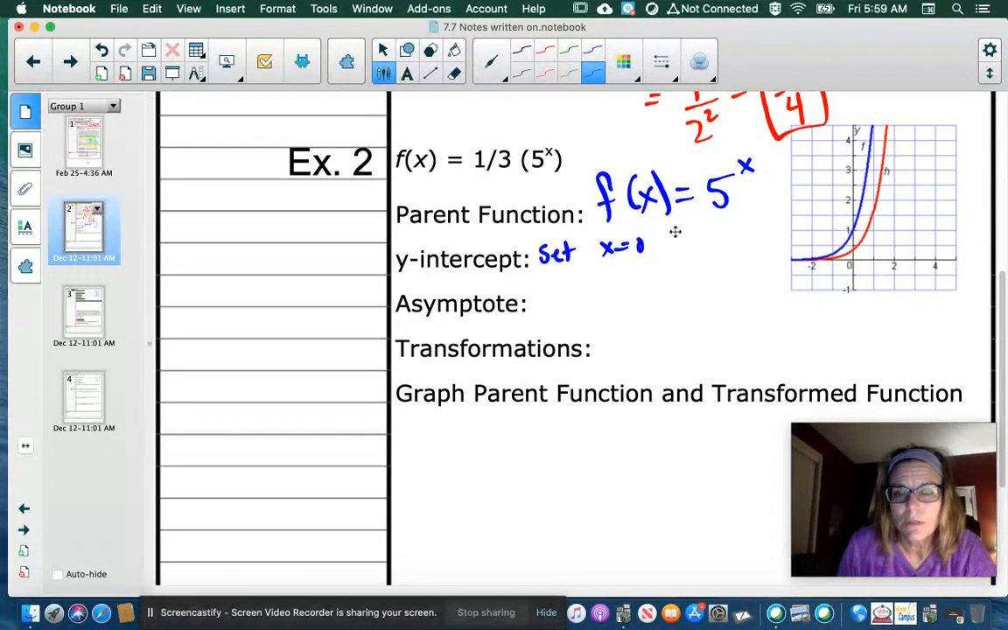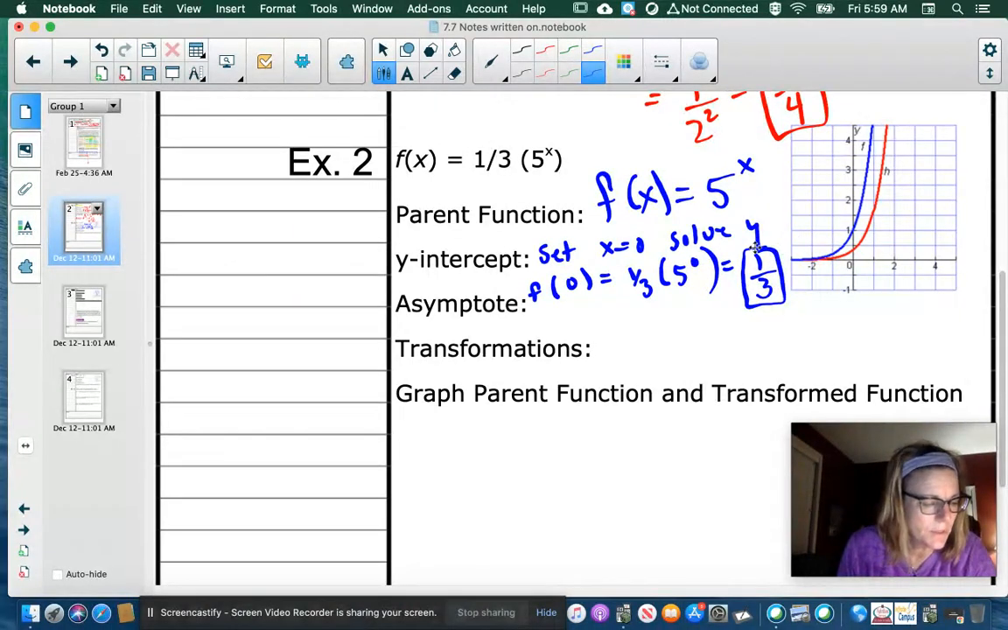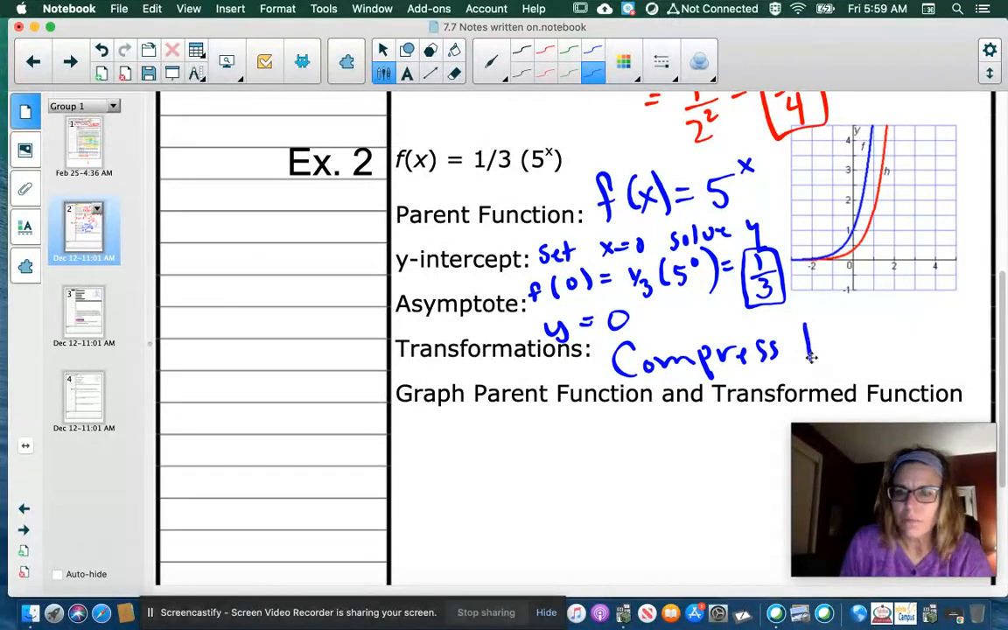Set x equal to 0 and solve for y. So f of 0 equals 1/3. 5 to the 0, anything to the 0 power is 1. So it's 1/3. That's the y-intercept. The asymptote is still y equals 0. And the transformation, because we have that 1/3 in front, is a compress by 1/3. Graph the parent and transformed functions.